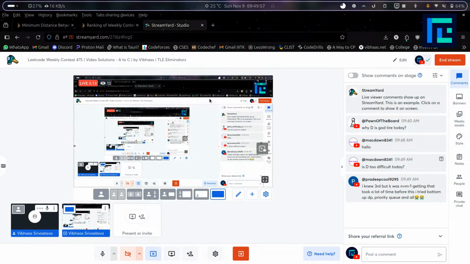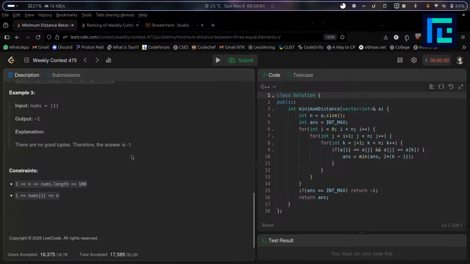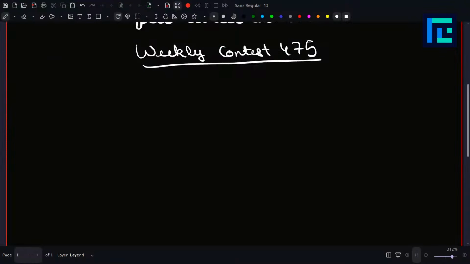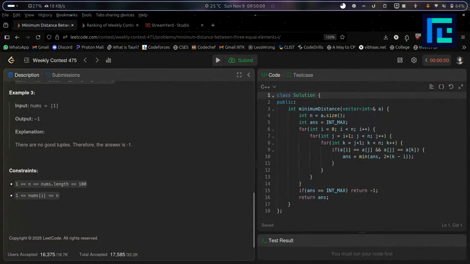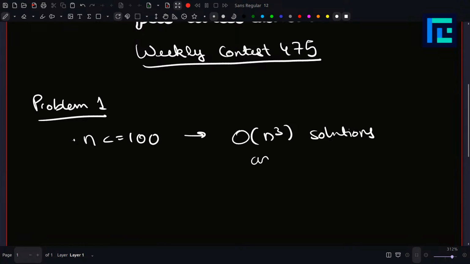Okay, so let's go through all the problems one by one. Problem 1 is pretty simple, I would say. Basic brute force. So problem A: the first thing you need to observe is that nums.length is less than or equal to 100. So we can say that n is less than or equal to 100, so O(n^3) solutions are possible.